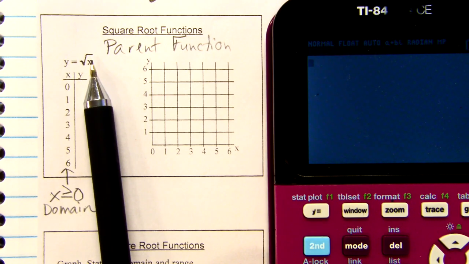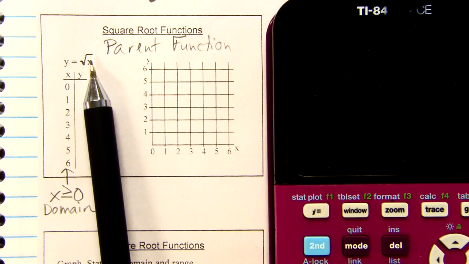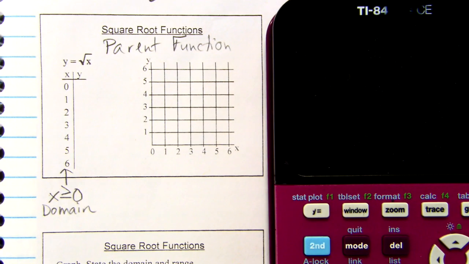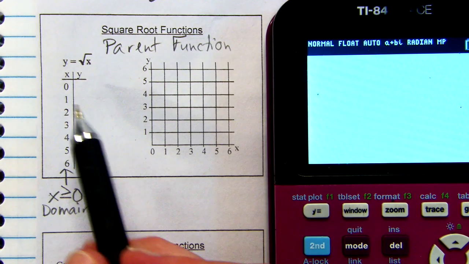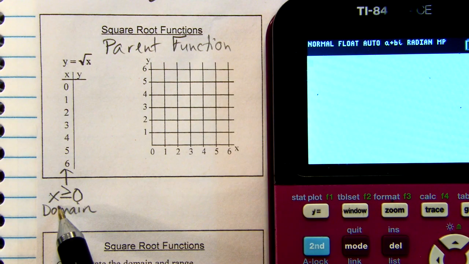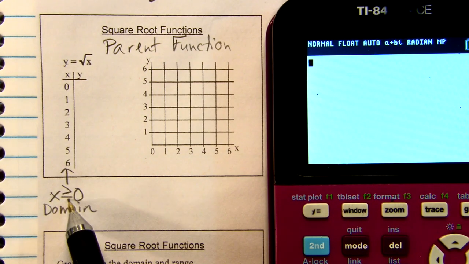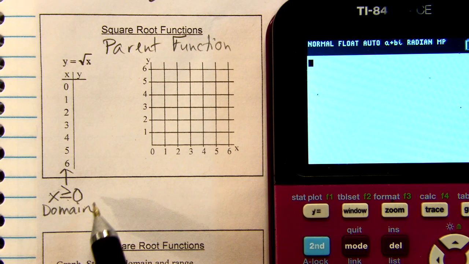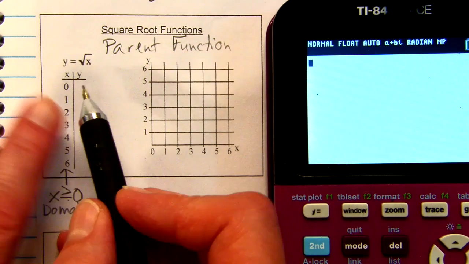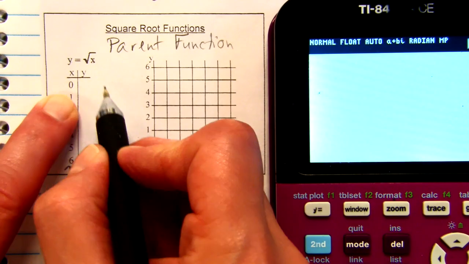We cannot take the square root of negative numbers and graph it in the real number plane. And so the domain is limited. The x's that can go into a square root have to be greater than or equal to 0. So if they ask about domain, this is what they're looking for. And so this is the numbers that we're going to put in.